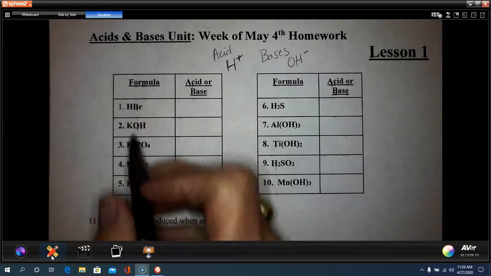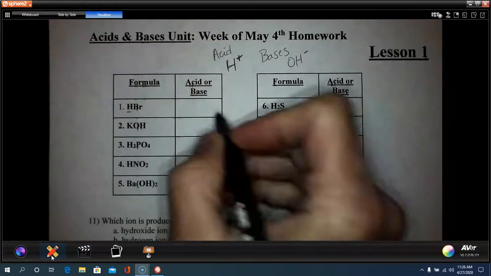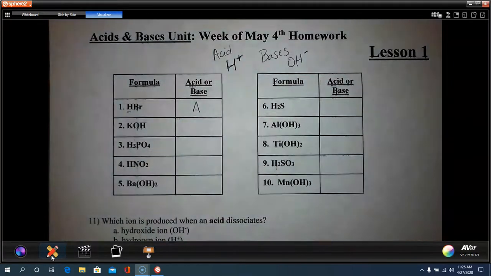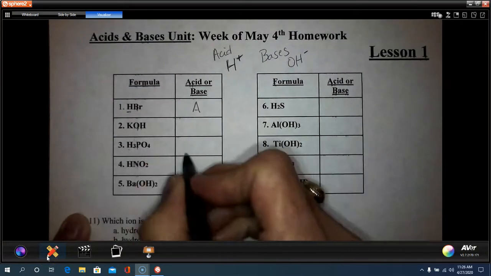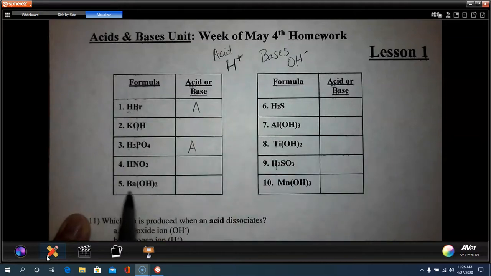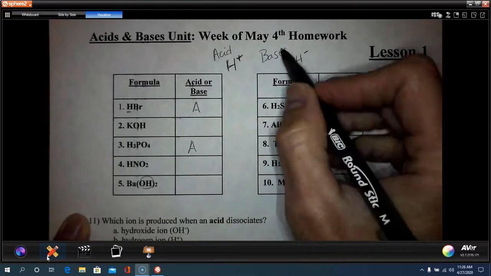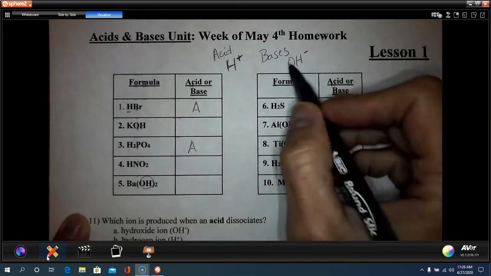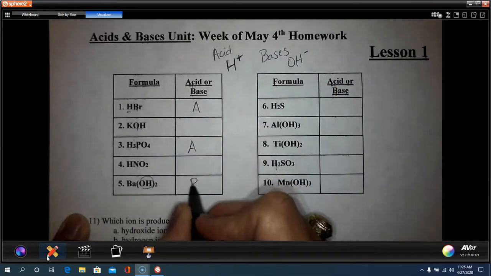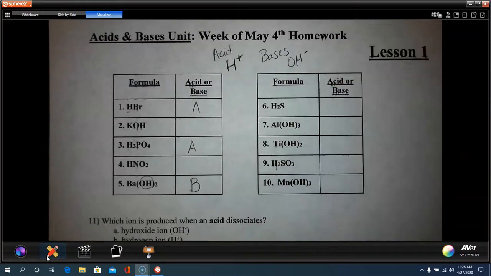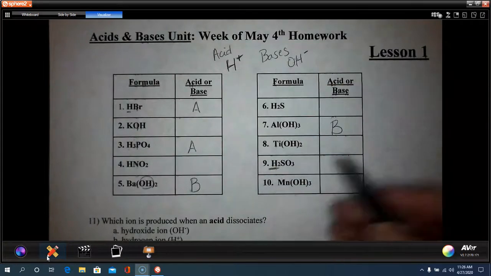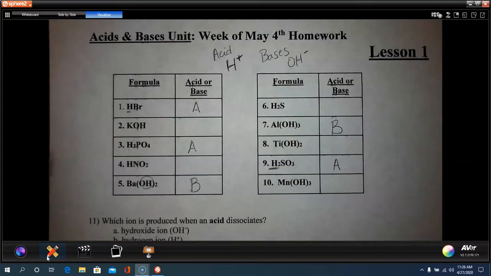Number 1 has that hydrogen, so this is an acid. Number 3, look, got another hydrogen right there. That's an acid. And number 5 has that hydrogen. Remember, bases have the hydroxide on them. So this would be a base. Number 7, same thing. We have the hydroxide right there. That means it's a base. And number 9, no hydroxide. It has the hydrogen instead. So that is an acid.